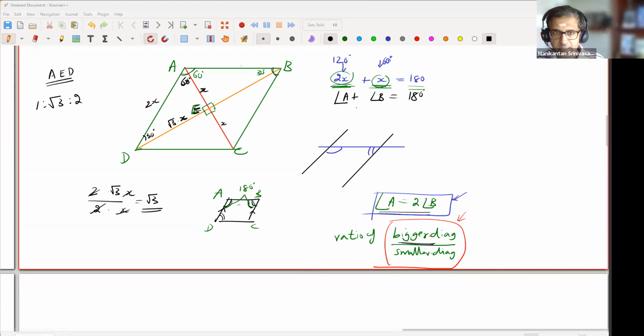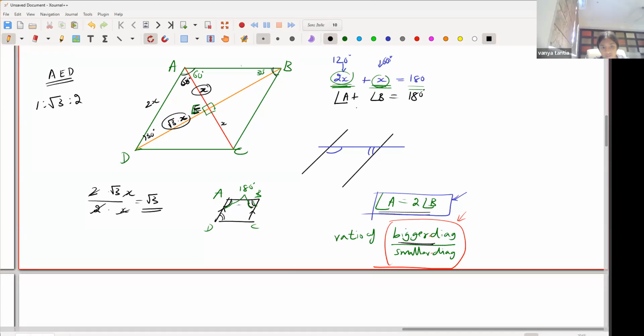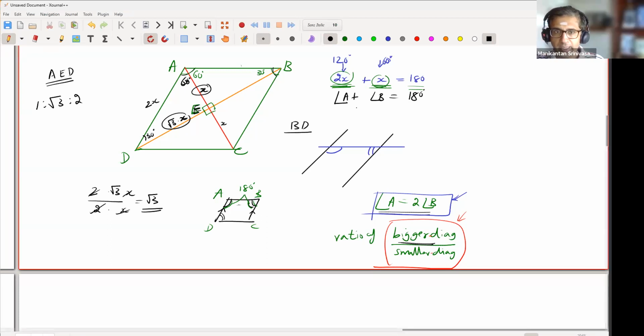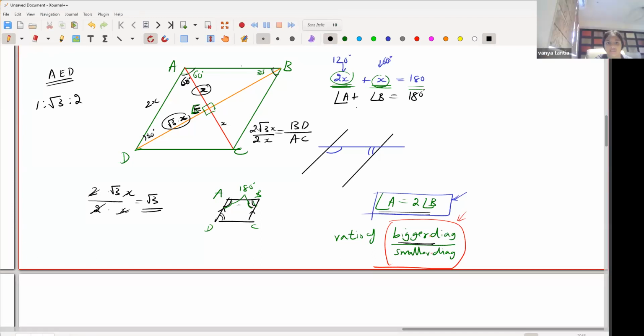Vanya, I'll just repeat the last steps. You're with me till this step, right? This is x is to root 3x. And ratio of the two diagonals means what? I wanted BD upon AC. But BD is nothing but twice root 3x. And AC is nothing but twice x. And therefore, the ratio is just root 3 is to 1. Does it make sense? Yes, sir. Okay. All right. So let's move on.